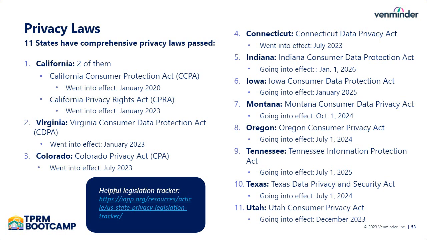So it's just more to know and more to understand. We hope that they continue to have commonality to keep it as simple as possible for those of us trying to follow them. But one of the great resources that I have found is the IAPP.org privacy legislation tracker. That's where this data comes from. There's a link on this slide. It's an excellent website, and it's a really good place to keep up to date on the most current privacy laws.